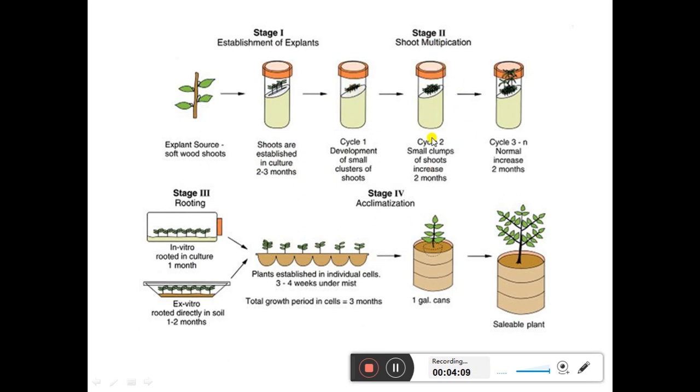Stage 2 is the shoot multiplication. We can see the small clumps of the shoots increased. Next is the cycle 3, with the increase of the shoot length. Stage 3: in vitro rooting in the culture for 1 month, or ex vitro rooting in direct soil. The plant is established in individual cells for 3 to 4 weeks under mist. Total growth period in the cell is 3 months. Next, the 4th stage is acclimatization, that is, the plants can be transferred to cans or sailing covers for sale as a saleable plant.